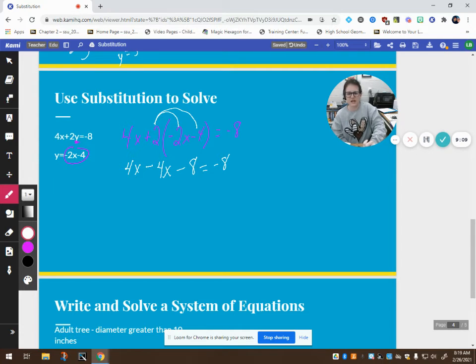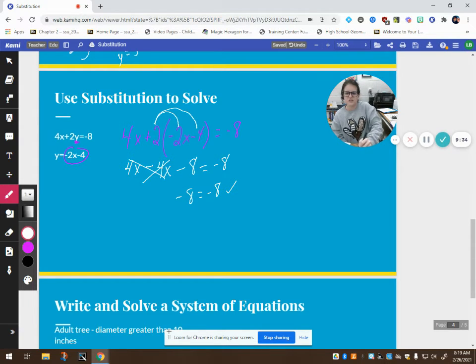All right, well, this was nice. It lined up for me. So 4x take away 4x is 0, and I have negative 8 equals negative 8. Well, that's a true statement. So what does that mean? If I solve and I have no variables left, but I end up with a true mathematical statement where negative 8 is equal to negative 8. Think about that. What do you think that would mean?